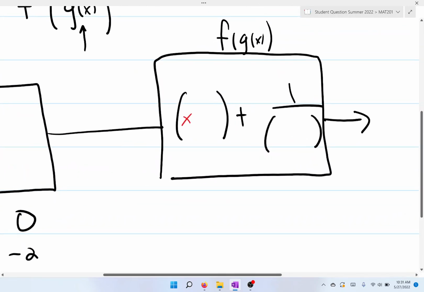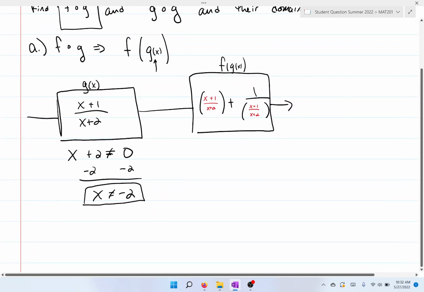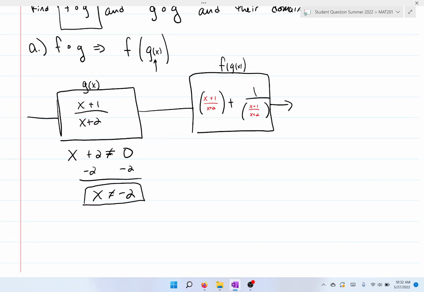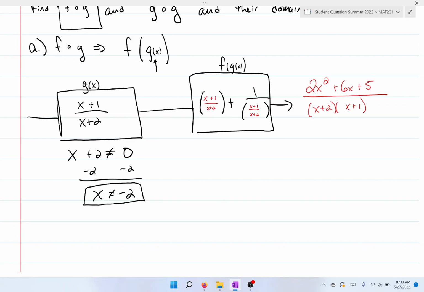So give me a second. Let me zoom in so I can write a little neater. x plus 1 over x plus 2, and then x plus 1 over x plus 2 again. So the composition of these two functions, after you do all your algebra, will end up being 2x squared plus 6x plus 5 all over the quantity x plus 2 times x plus 1. In other words, you're going to have to simplify the fractions, find a common denominator, and combine them, and this is what you end up getting.